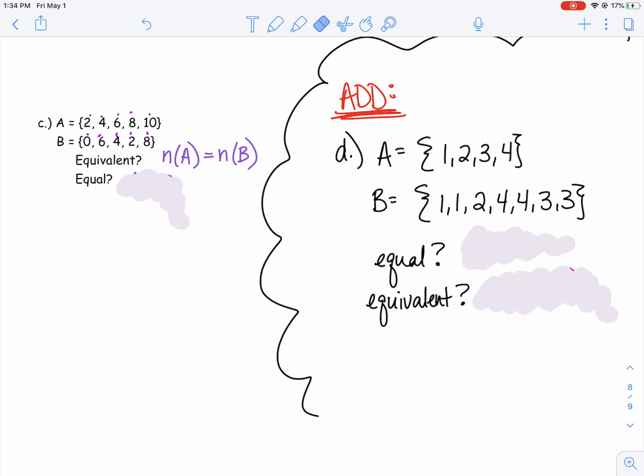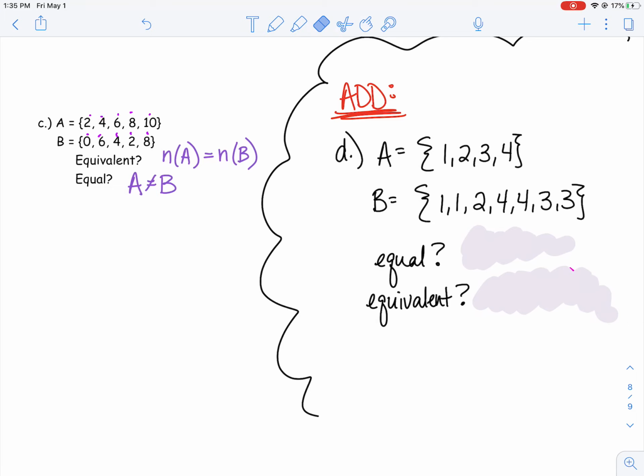Now, are they equal? Do they have the same exact elements in A and B? Well, they're a little bit different, so I'm going to say that A and B are not equal. They're equivalent, but they're not equal to each other, making sure that you can use that proper notation as well.